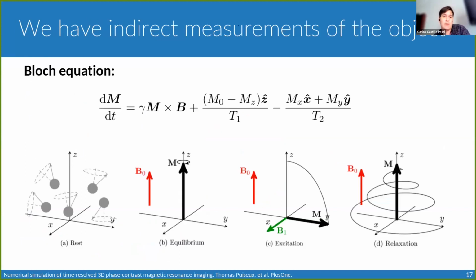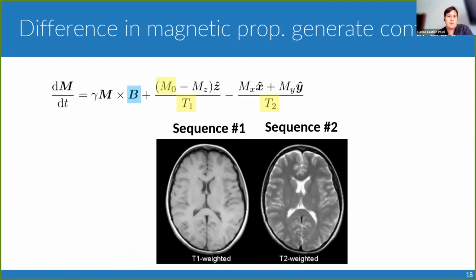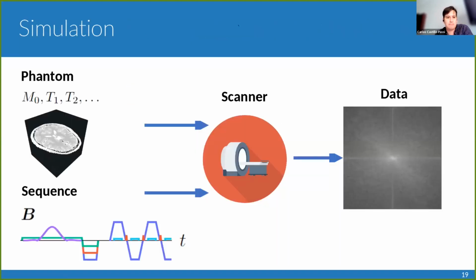But you actually, by simulating, you're not getting the image. You're simulating the Bloch equation that is an indirect measure of the object. So in the end, you can change the sequence to get different contrasts. The sequence here would be in blue, and depending on the parameters of the phantom in yellow, you get different information in the image. So this is the actual MRI simulation experiment.